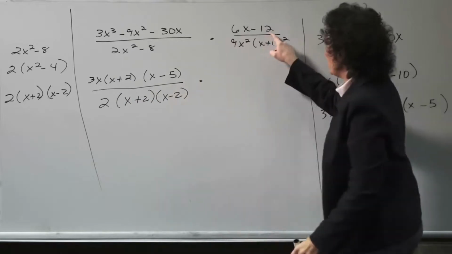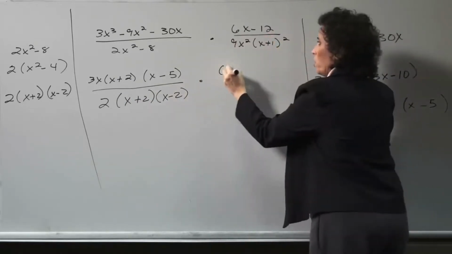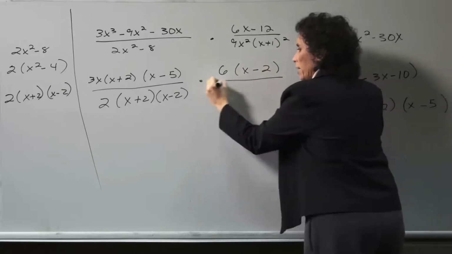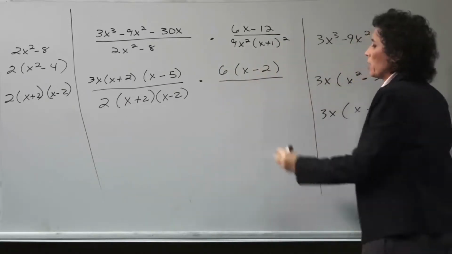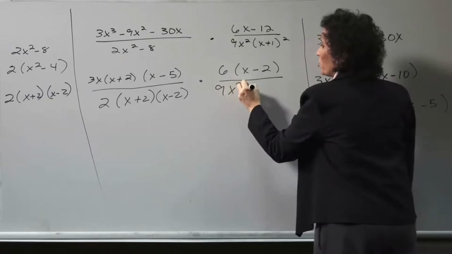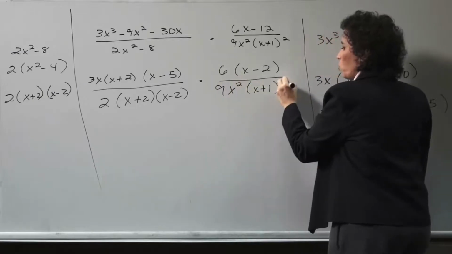Times. This is easy. 6 times the quantity x minus 2, taking out a GCF of 6. And finally, the bottom is already factored for me. Thanks, somebody, for me, huh? x plus 1 quantity squared.